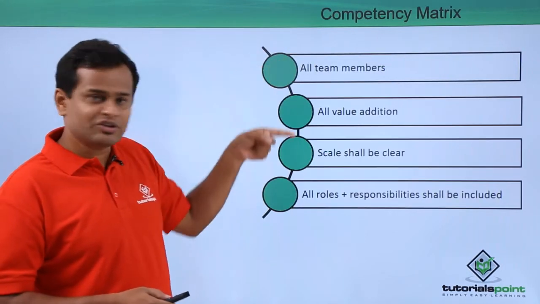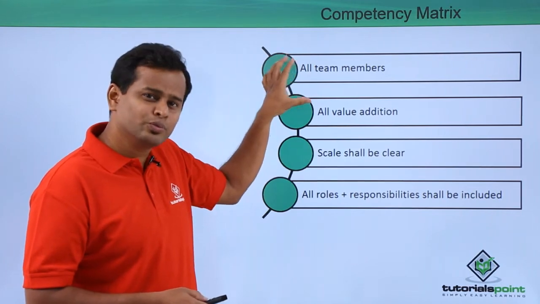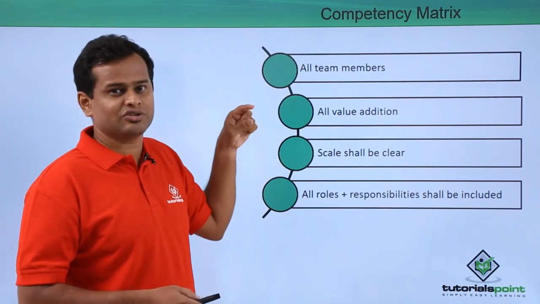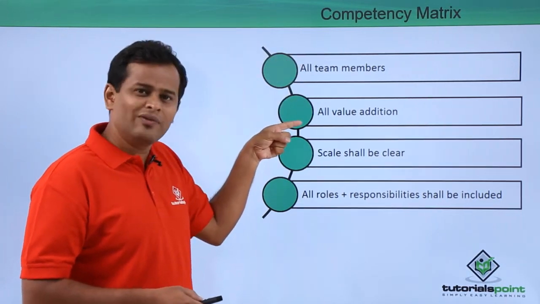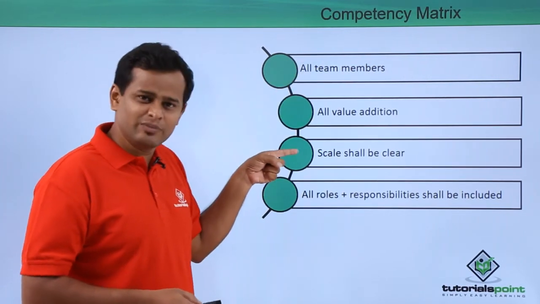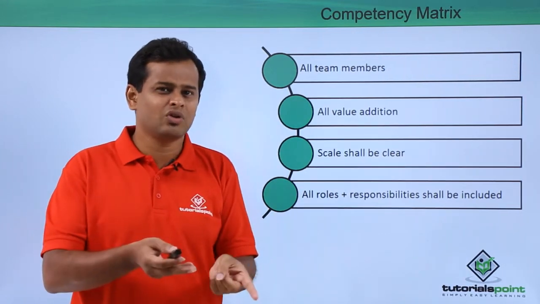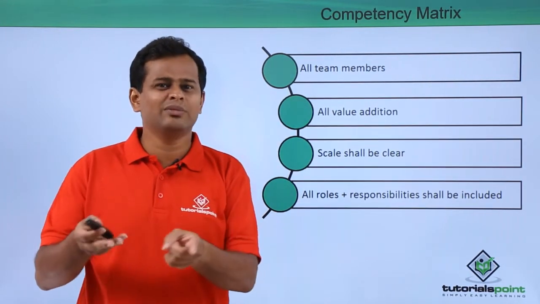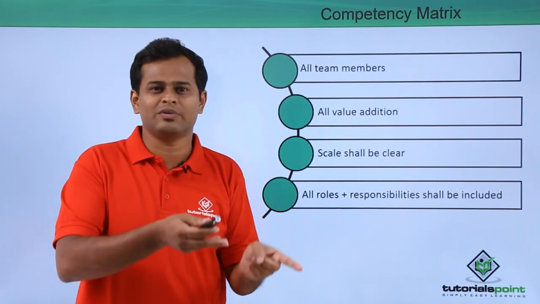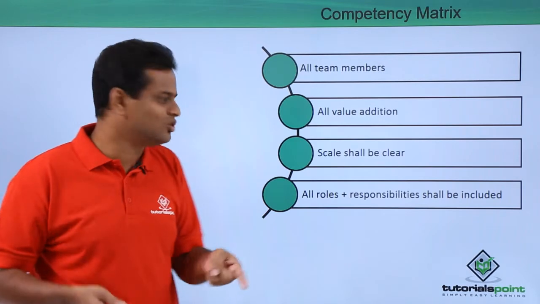In the competence metrics, we will be understanding that all the team members need to be covered in this competence matrix. And there should be all value addition processes that are involved. And then there shall be a scale. Scale can be something like 0 to 5 or 1 to 5, or it can be like 25% to 100%. So depending on which system is suitable for you, you can use that.